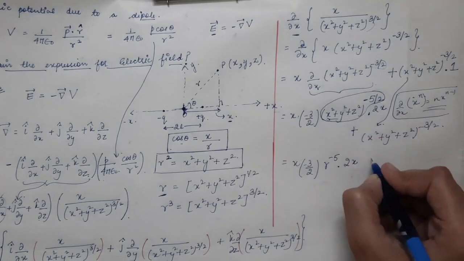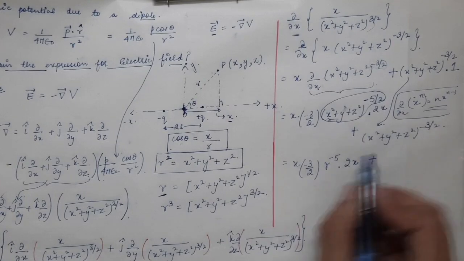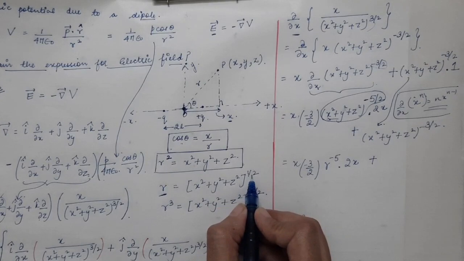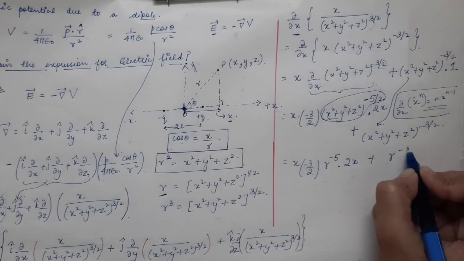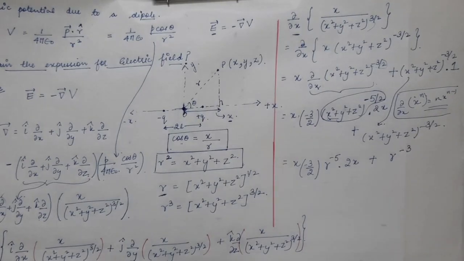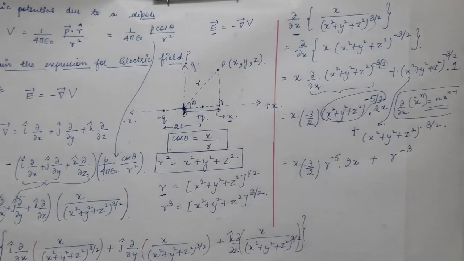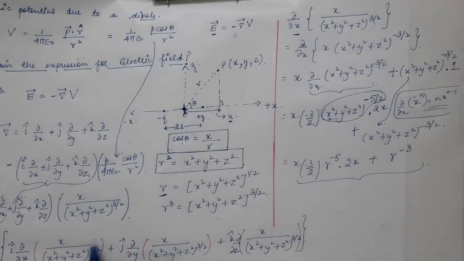Into 2x, it will remain as it is, plus here we have (x square plus y square plus z square) power minus 3 by 2. So you will do power minus 3 on both hand sides, and you will get this expression equal to plus r power minus 3. So this is the expression that you will get for the partial derivative with respect to x. This is the first term that we have solved.